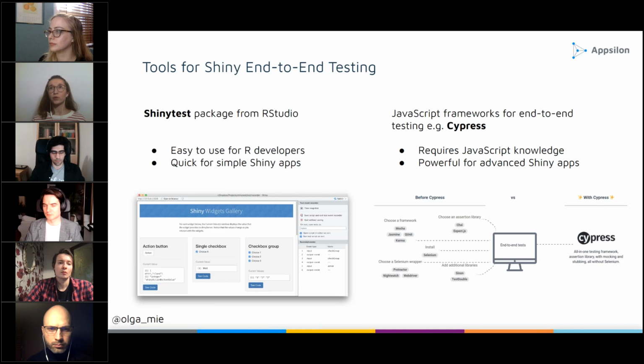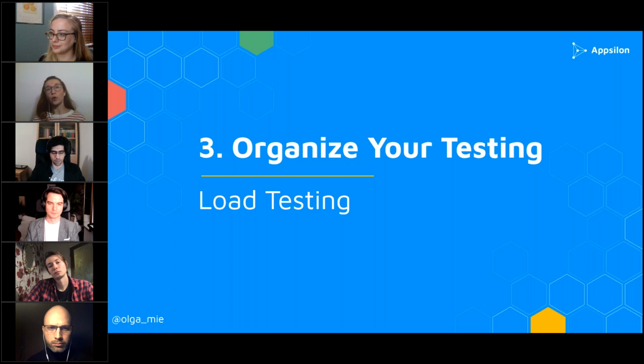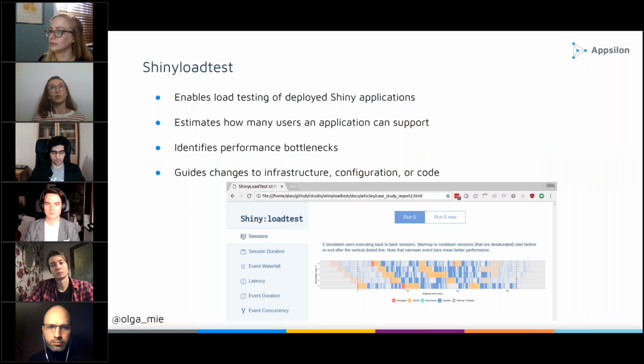And we reached the point where your application is actually ready to go live. So you want to make sure that it's able to handle the traffic. Here you can use the shinyloadtest package that enables you to load test your deployed apps. You can estimate how many users your app can support, you can identify bottlenecks, and you can use the test output to guide you through the changes if optimization is actually necessary.